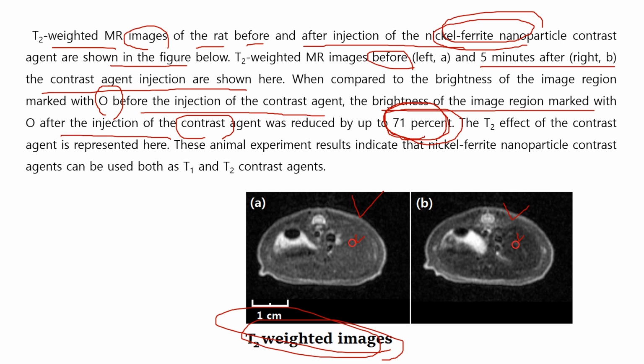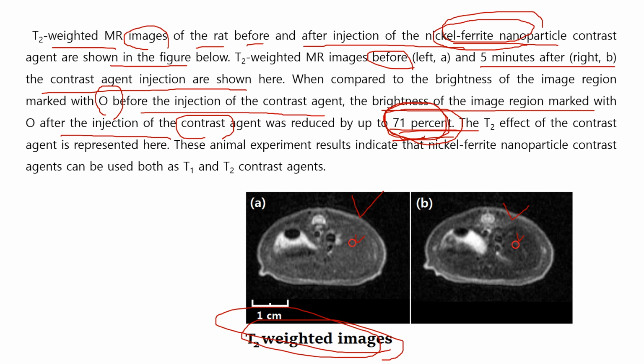So the brightness after injection of contrast agents is reduced 71% compared to that before the injection of the contrast agents. So this result shows that these ferrite nanoparticles can also be used as a T2 contrast agent.